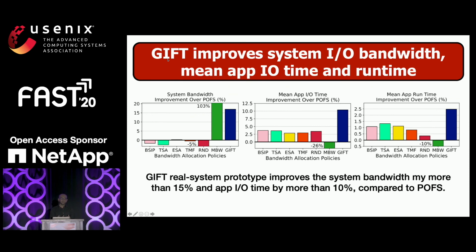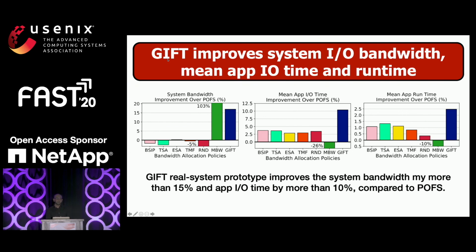And as one would expect, MBW, which is minimum bandwidth wastage, has an improvement of 103% compared to POFS. But of course, this policy performs very badly for all of the other metrics, as we will see later. And Gift has an improvement of over 15% as compared to other strategies. So in this area, Gift performs very well.